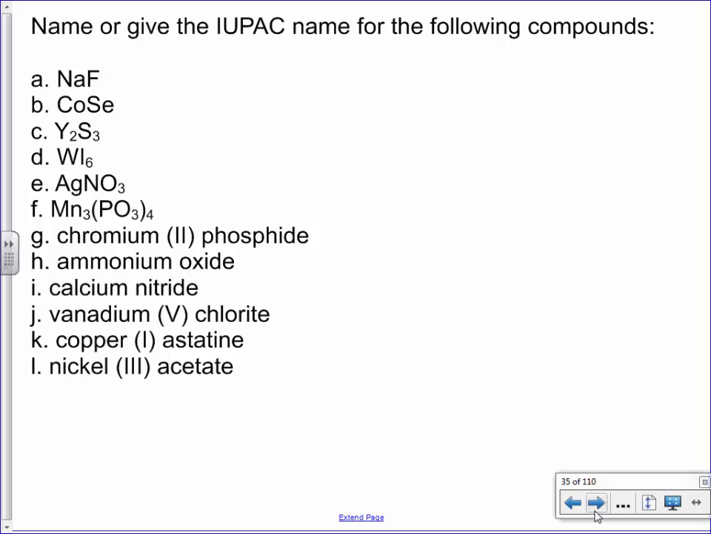Copper acetone would be CuAt. And nickel 3 acetate would be Ni, and then the acetate is kind of a really long, complicated thing. So it'd be Ni, then you'd open a big bracket, you'd have CH3COO, you'd close that bracket, and then you'd have a 3.